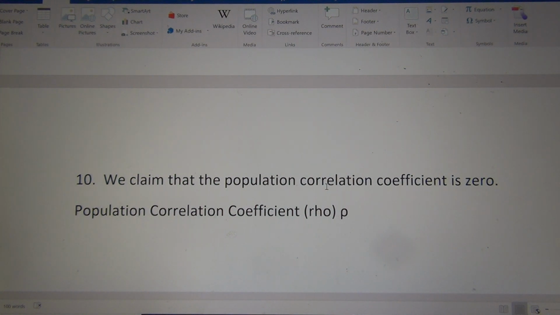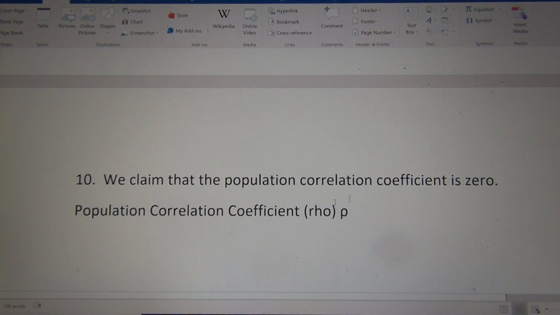Community College Students. This is section 3A, number 10. Section 3A, number 10. And we're trying to figure out what the null and alternative hypothesis would be based on a statement about a population. So here's the statement. Number 10 says, we claim that the population correlation coefficient is 0.